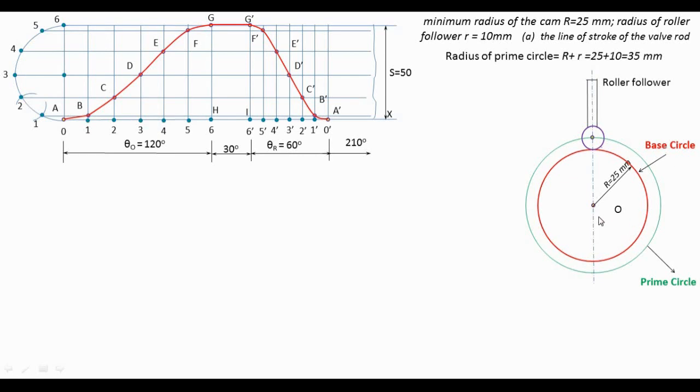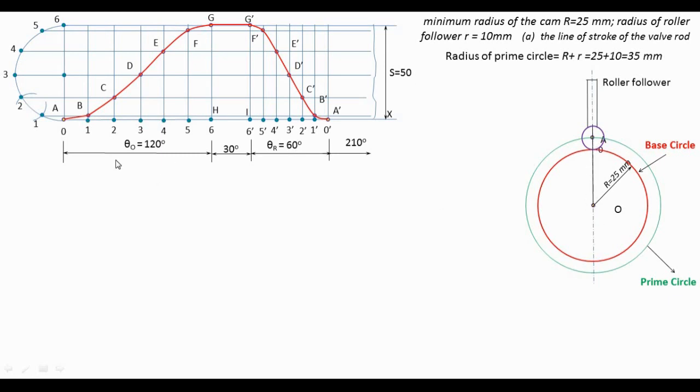Okay, so first step is I am going to join the line O. This is the point 0 or A, where the profile of cam will start. Okay, so let us join this point. I have joined this point O and A by means of a straight line.